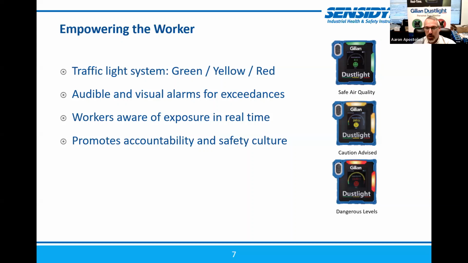In addition to the visual alarms, there's an audible alarm that will beep as it goes from green to yellow, and then again as it goes from yellow to red. This allows the workers to be aware of their exposure in real time and act accordingly. For some companies, this may trigger wearing of PPE such as a respirator. If additional engineering controls can be implemented, whether that's ventilation or some other scrubber type system, they can be made aware of it and act accordingly.